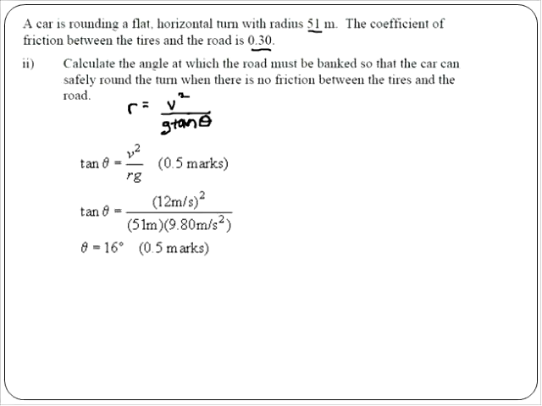So there you have banked turns, which is a special case of uniform circular motion. It's still a horizontal circle, but it's a horizontal circle on an incline. So it's a special case. But that's the formula you always use. And like I said, most often it will be there as a multiple choice question, not as a long answer. It's possible, but unlikely.